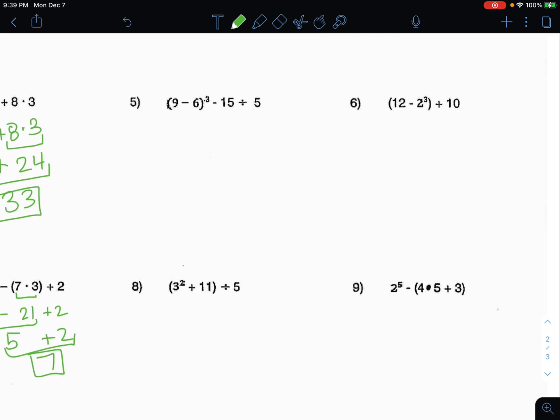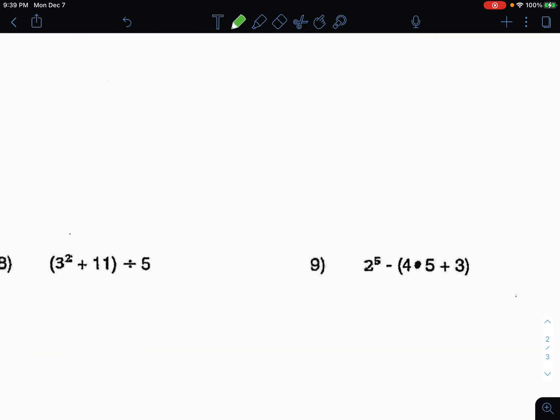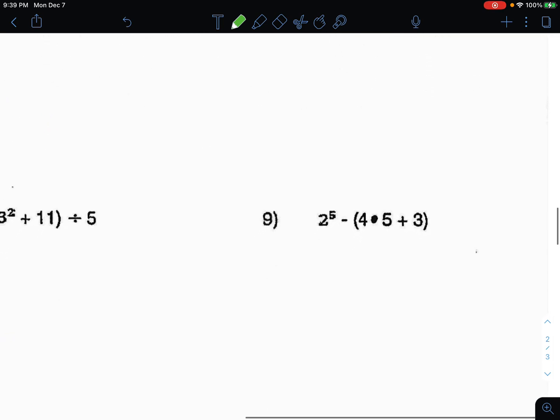Let's go ahead and do one more. Let's do number 9. Why not? Let's look for parentheses for PEMDAS. We do have parentheses. Inside this parentheses, we have 4 times 5 plus 3. Inside the parentheses, we do PEMDAS again. If there are any parentheses inside the parentheses, we do those first.